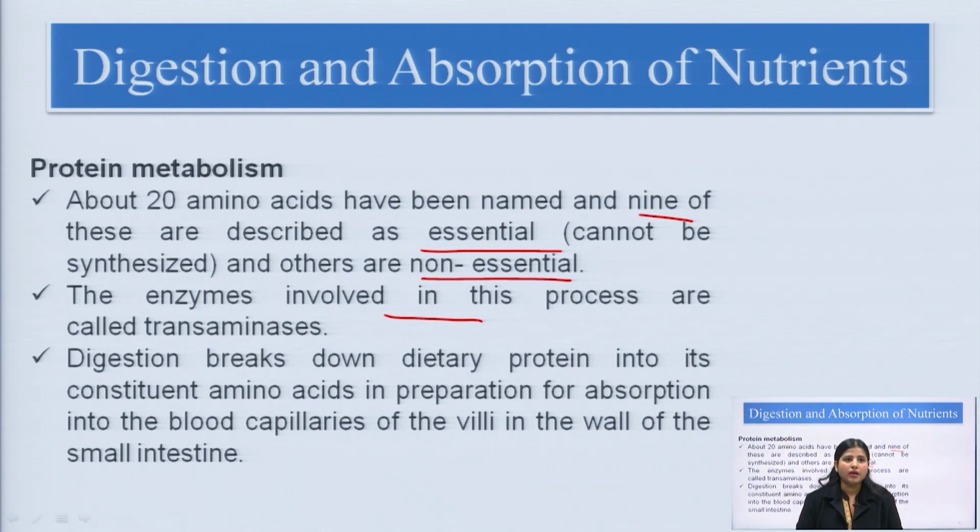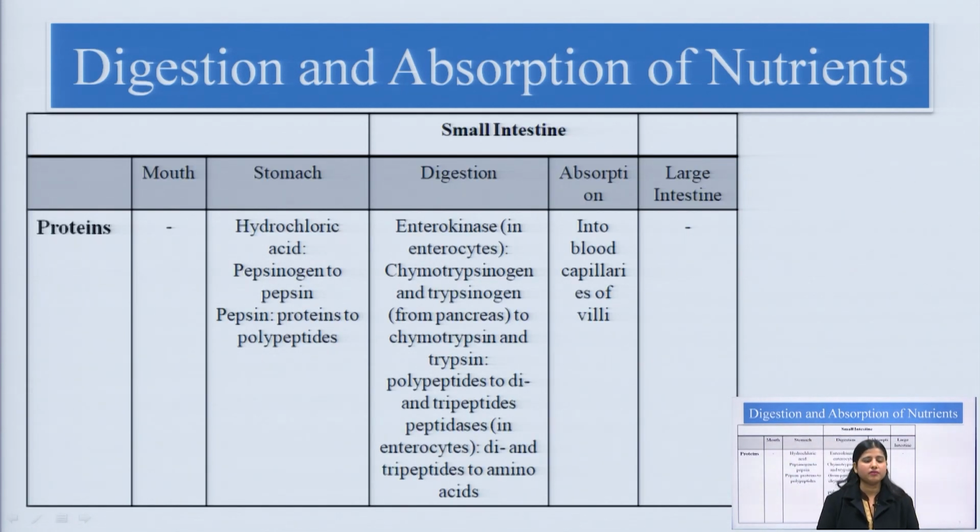the liver. Now, digestion breaks down the dietary proteins into the constituent amino acids with the help of some peptidases. There are some protein metabolizing enzymes which are present mostly in the small intestine. So, the very simple form of these proteins is absorbed from the blood capillaries of the villi.